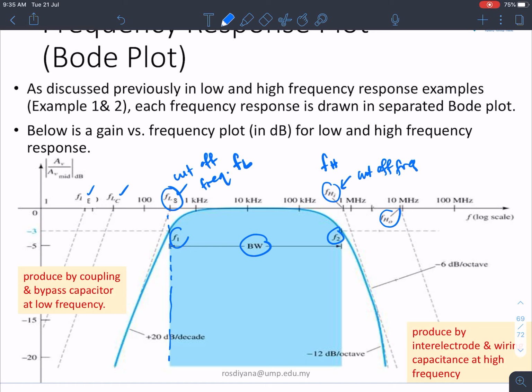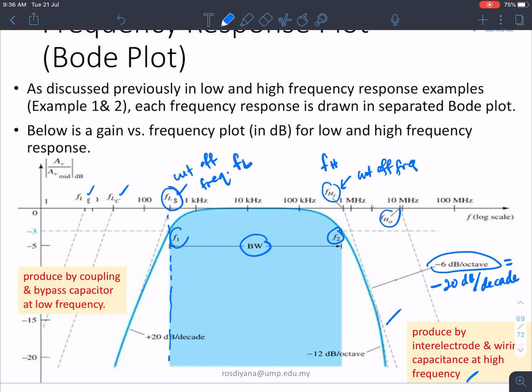low frequency response is produced by coupling and bypass capacitors at low frequency, and the high frequency response is produced by the interelectrode and wiring capacitance at high frequency. So if you see here negative dB per octave, it means this is equal to negative 20 dB per decade.